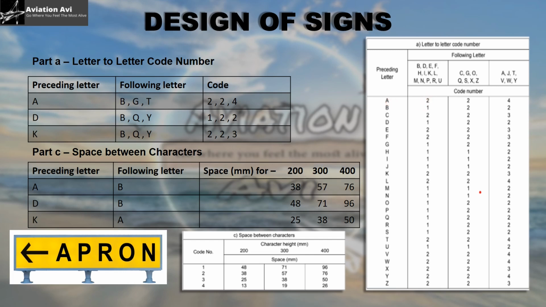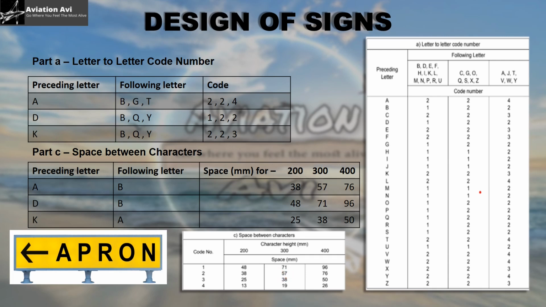Now you refer to part C of the table when the code number is 2, and as we already saw, this is an information sign other than the runway vacated or runway exit sign. So the character height was 300 millimeter. You see, character height 300 millimeter, and our code number is 2. So the space between A and P becomes 57 millimeter.